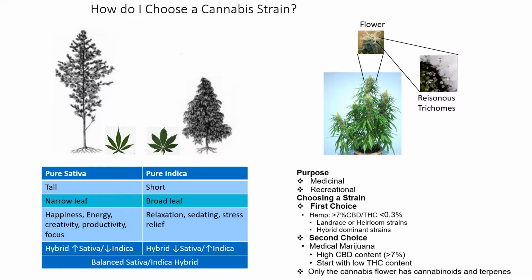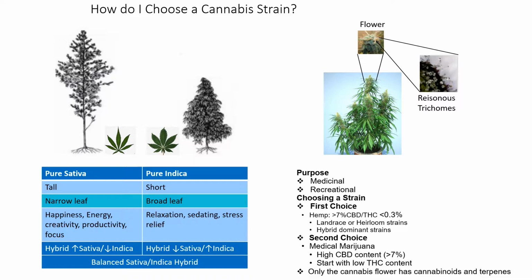Number 1, sativa strains have cannabinoid and terpene profiles that increase happiness, energy, creativity, focus, and productivity. Sativa strains are recommended for daytime consumption. Number 2, indica strains have cannabinoid and terpene profiles that induce relaxation and sleep. They are recommended for nighttime consumption.